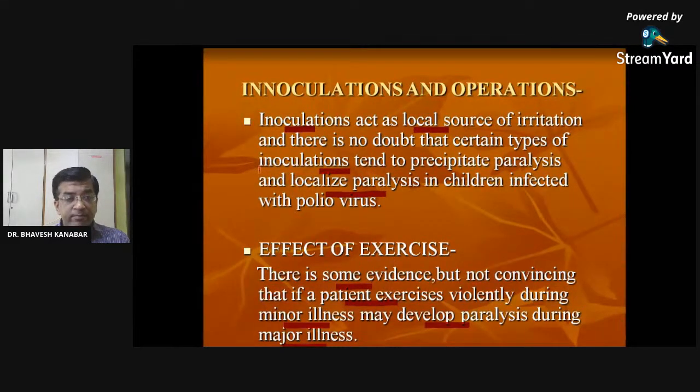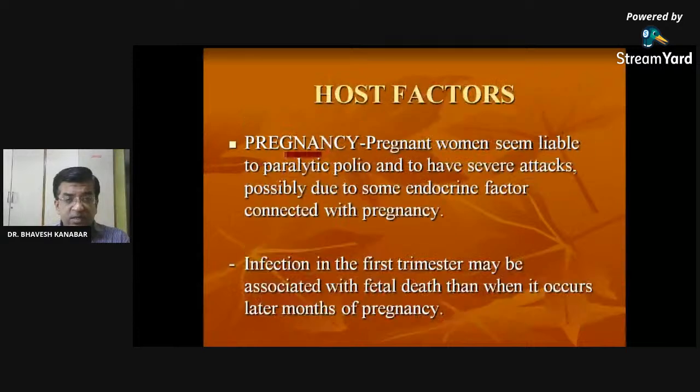Host factor, pregnancy. Pregnant women seem to be liable to paralytic polio. So in pregnancy, there are chances that paralytic polio can occur. As you know, paralysis can occur only in a small percentage of persons, but there are higher chances during pregnancy, due to some endocrine factor. Infection in the first trimester may be associated with fetal death. If poliovirus infection occurs in the first trimester, during the first 3 months, it can lead to fetal death, right?